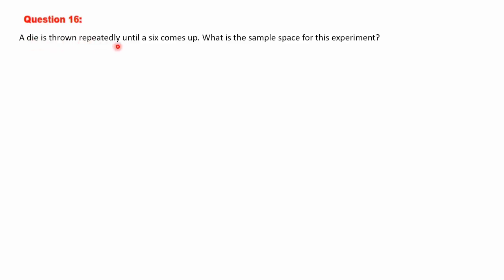Shall discuss question number 16. The question is, a die is thrown repeatedly until a 6 comes up. What is the sample space for this experiment? Let's go through the question. Die is thrown repeatedly until a 6 comes up.